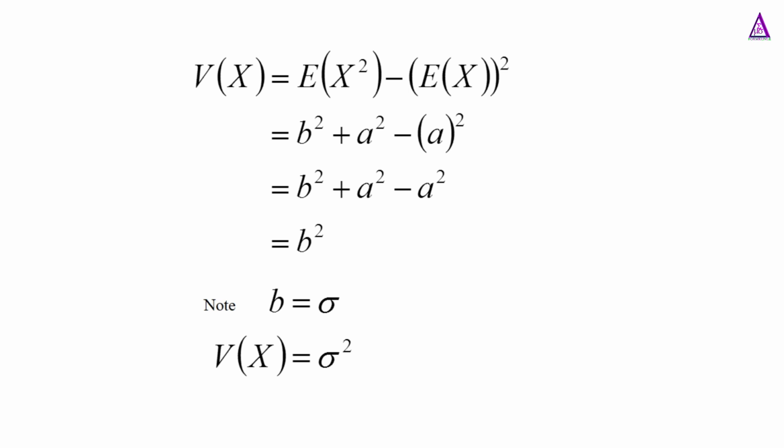By this time we square it, we have b squared plus a squared minus a squared. The plus a squared and minus a squared cancel each other, and we have b squared. We know that our b equal to sigma. By squaring it, we have sigma squared. So therefore, the variance of normal distribution by proving gave us sigma squared.